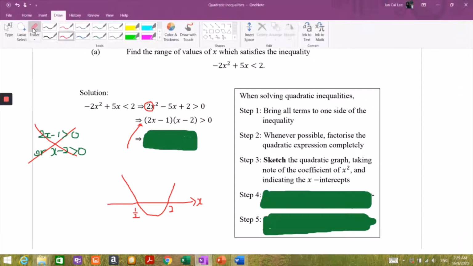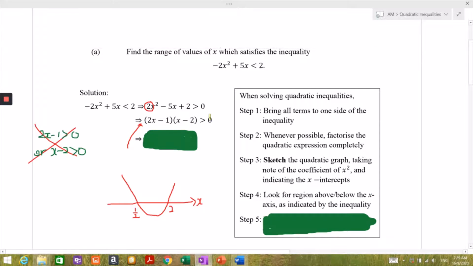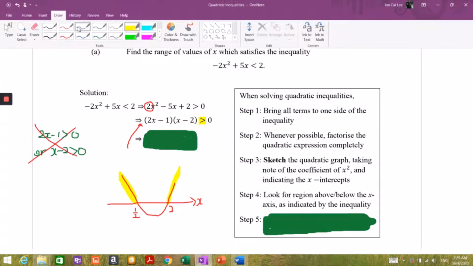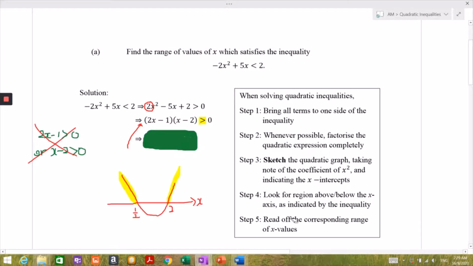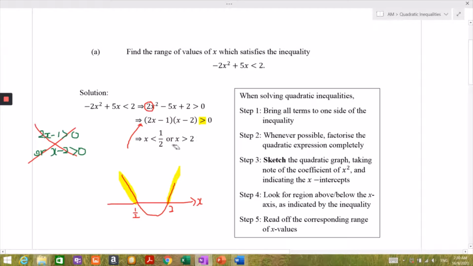From the graph, what do you do? Well, you now look at the inequality you had in the previous step. You want this quadratic expression to be more than 0. So now you look at where the U-shape is above the x-axis. This is where the y values are more than 0. And then from there, you read off the corresponding range of x values. And here we conclude that x must be less than half, or x must be more than 2. That settles part A.